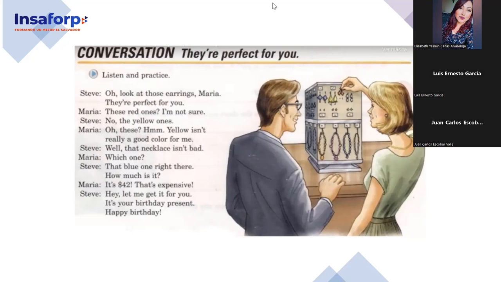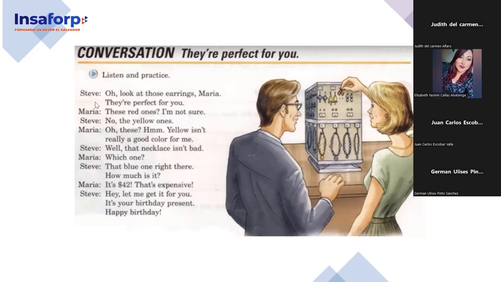Elizabeth, Jasmine, Cañas. You are Maria, Elizabeth, and Luis Ernesto, okay. Garcia, you are Steve. Ready? Let's begin. Luis, hello, Luis Ernesto. Oh, thank you. I'm here. Perfect. I'm here. Sorry. Okay.